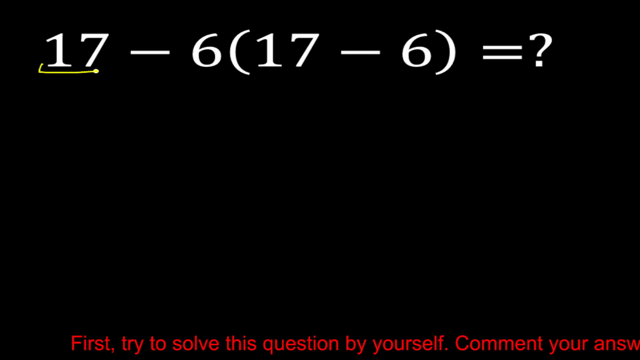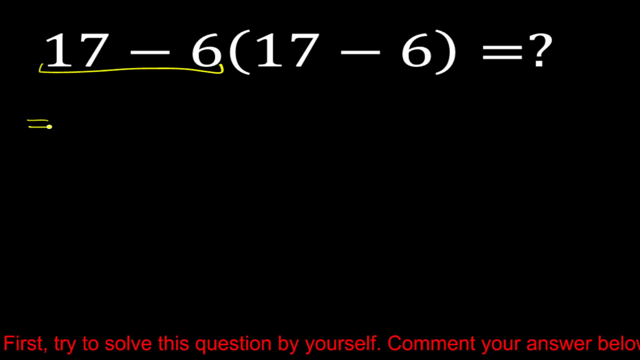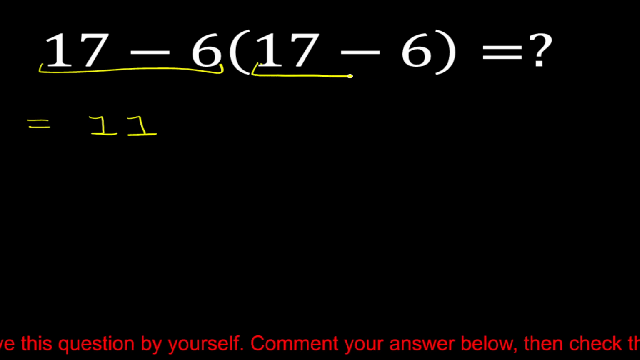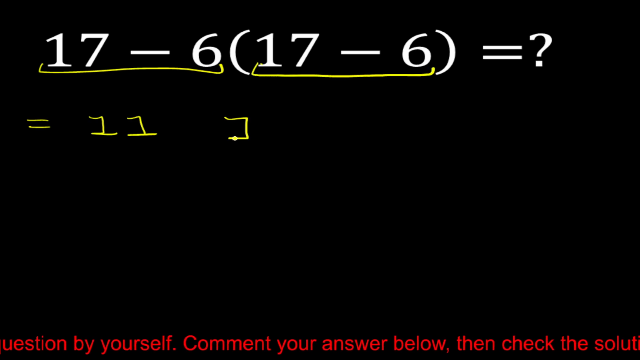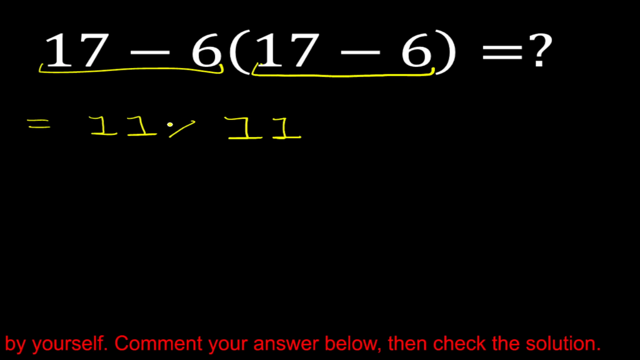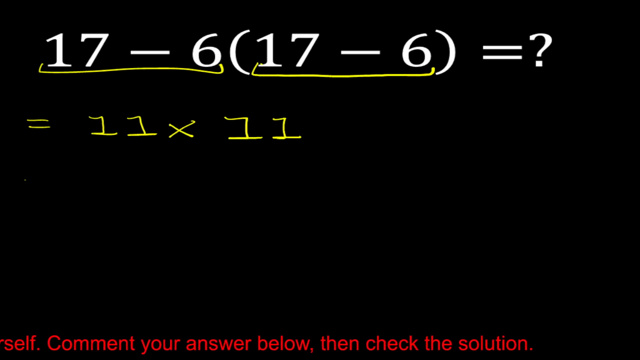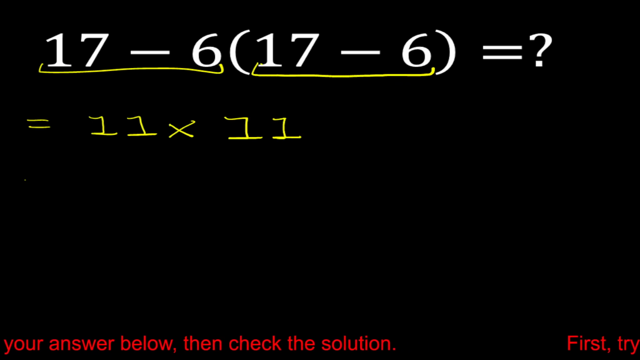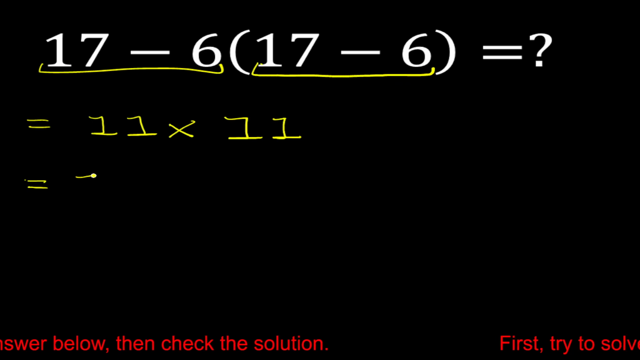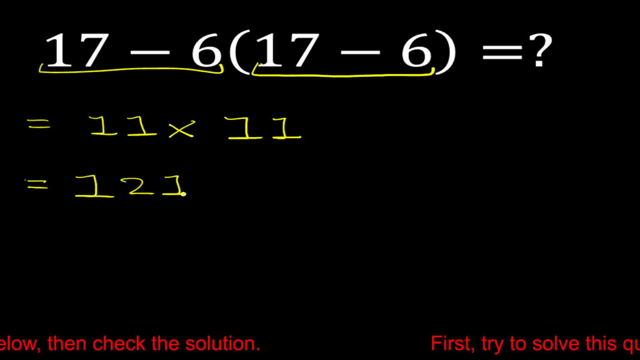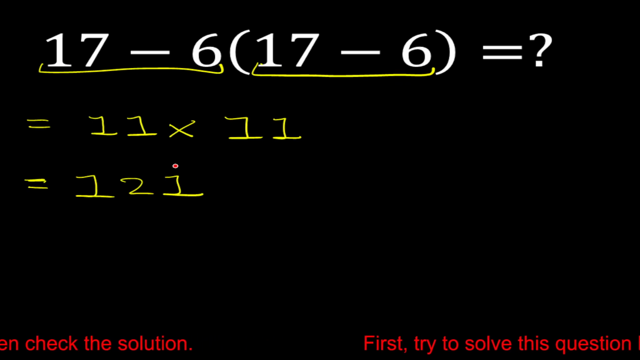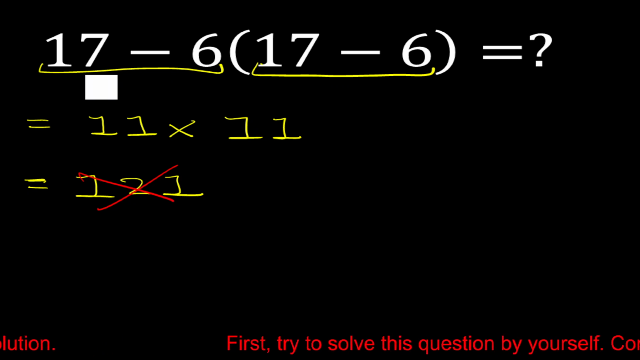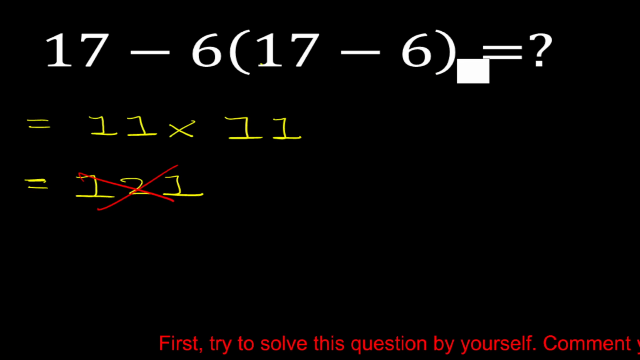So 17 minus 6 is equal to 11. Then again 17 minus 6 is equal to also 11. Now 11 multiply 11 is equal to 121. But this answer is not correct. This answer is completely wrong. So now let's solve this problem correctly by using the PEMDAS rule.